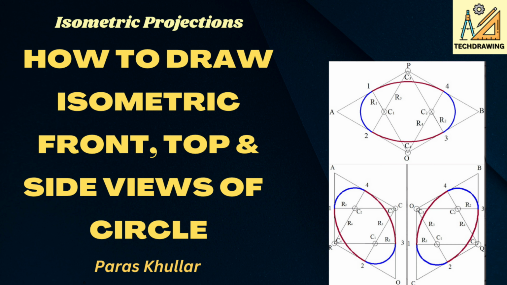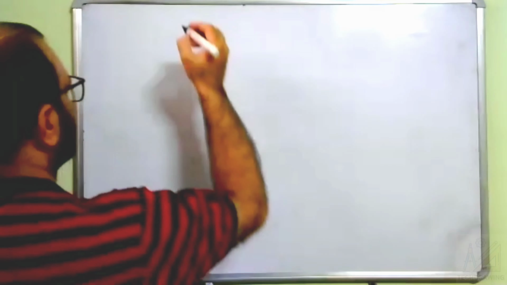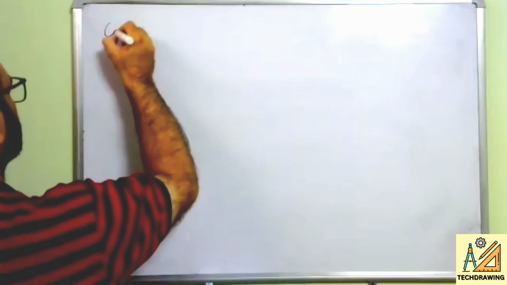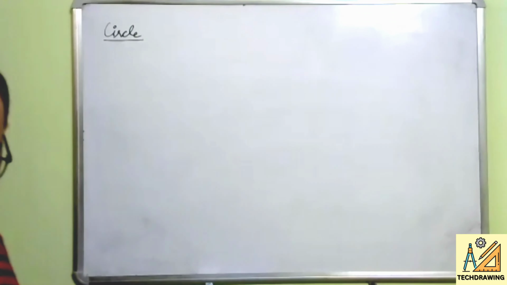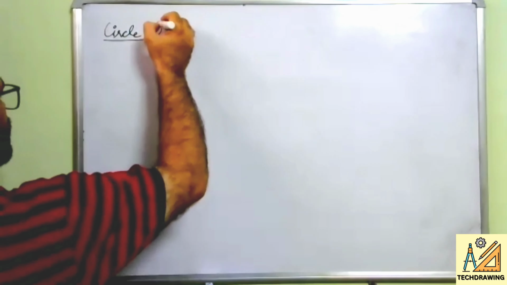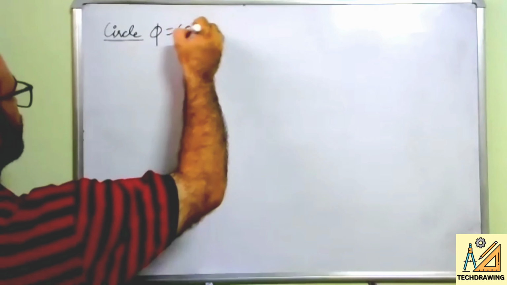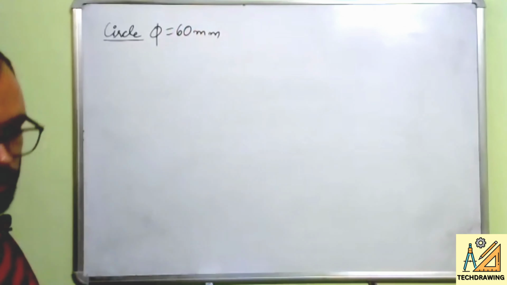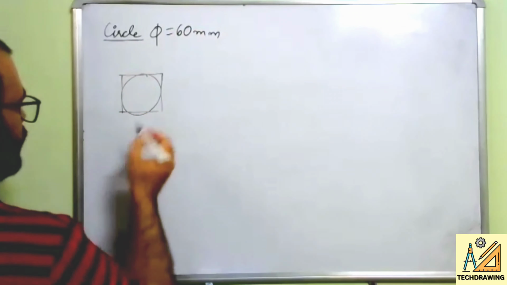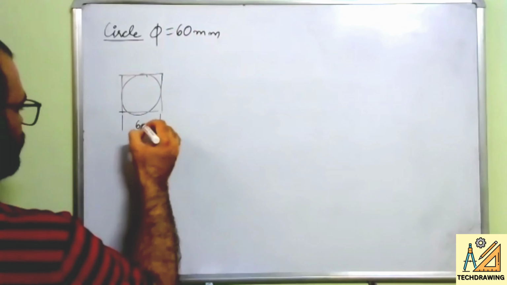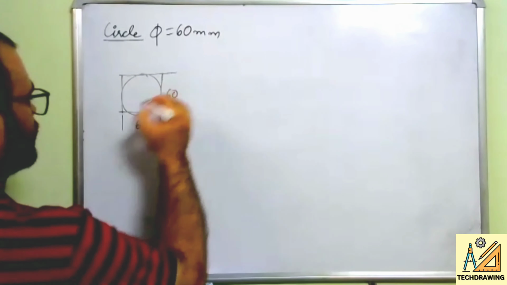Hello students, in this video we will learn how to draw the isometric front view, top view and side view of a circle. So for a circle, one thing that you need to understand is that, let us say diameter is equal to 60 mm. You need not enclose it in a box, because we know that this will be also equal to 60, this will also be equal to 60.